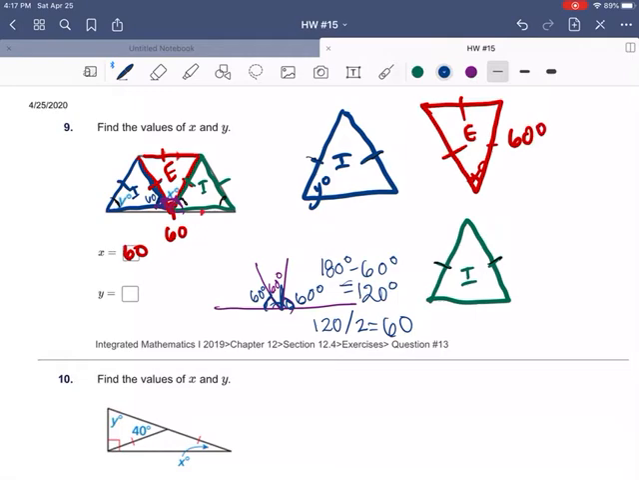Last step is to say, well, if this angle is 60, then this angle has to be 60 as well because the blue is an isosceles triangle. So whatever this angle is, it has to be this angle as well. So then we get 60 degrees for that.